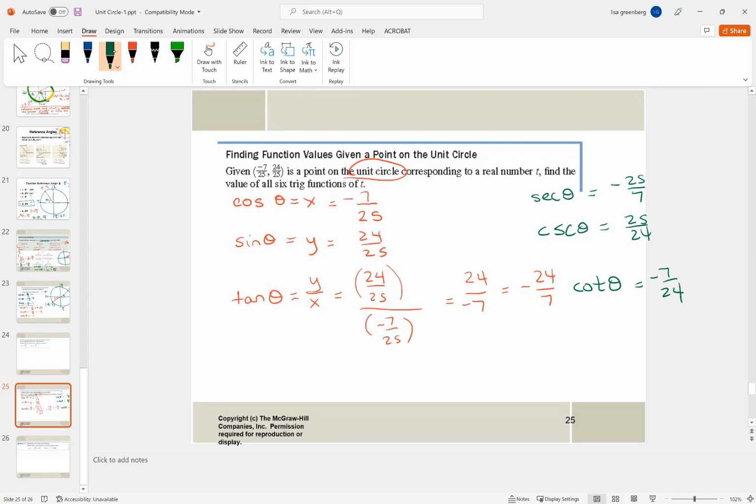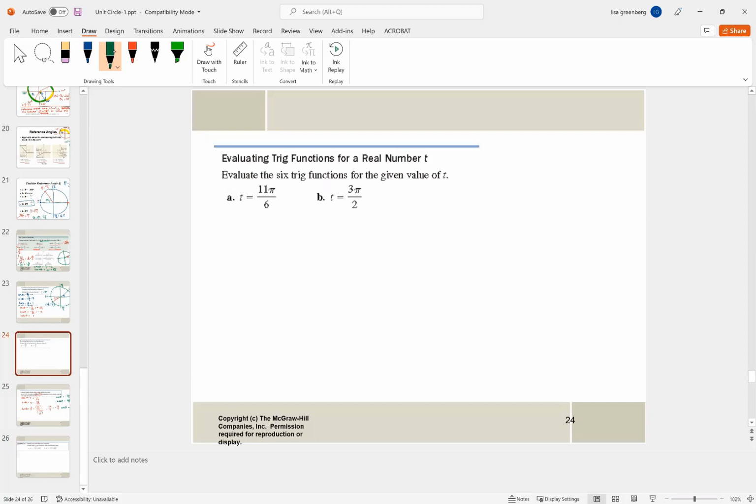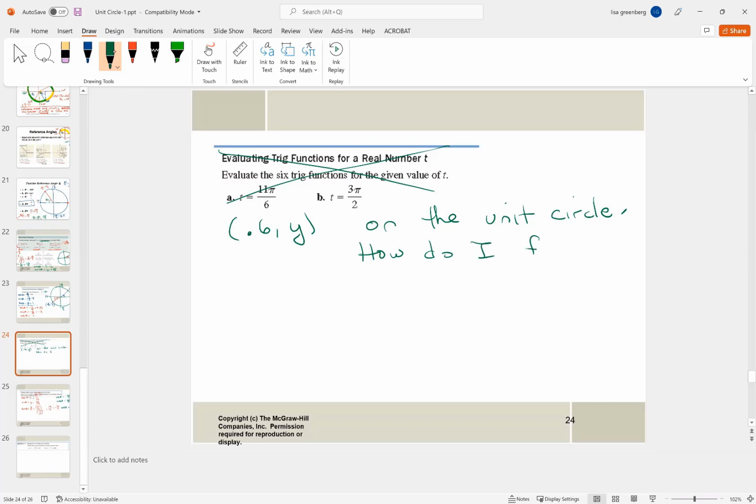So that's not the exact problem that I wanted to give you, but I'm actually going to do one of the ones I remember that people always struggle with. I'm not going to do this problem, but I'm going to do another problem. Let's say I'm given a point 0.6 comma y, and I know it's on the unit circle. And I want to know, how do I find y? Tangent? Well, we can't because we don't know anything about tangent, right?